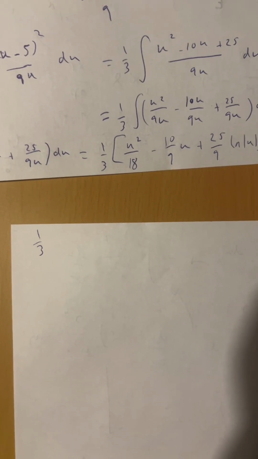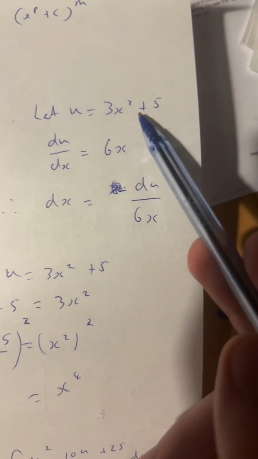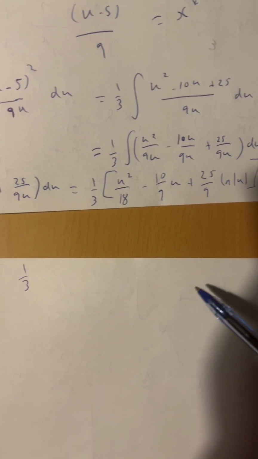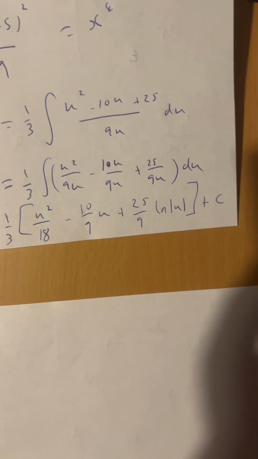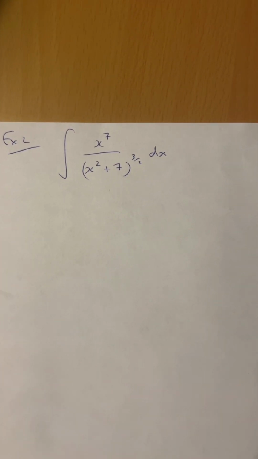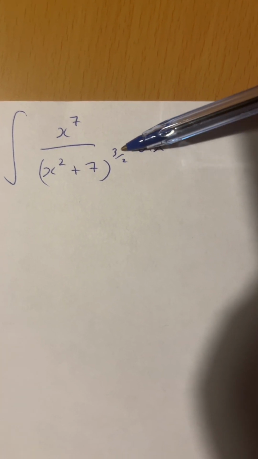But of course, as a final answer, what you should do is go back to the original u, this u there, and plug it into the final answer. So I'm not going to waste my time doing that. You just go back to this formula and plug it in every time you see a u. So you need to do that for your final answer. Now let's look at a second example, very similar to the previous one, but this time the denominator is raised to a power of 3 over 2.